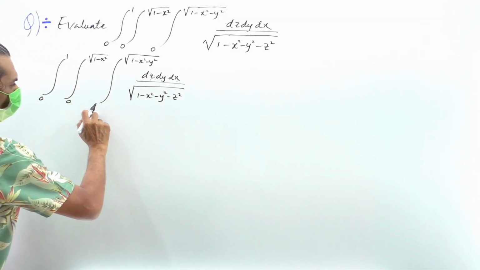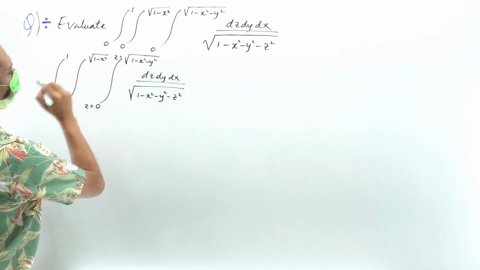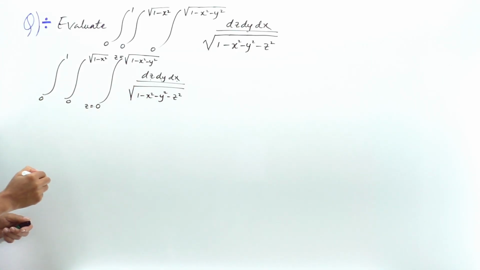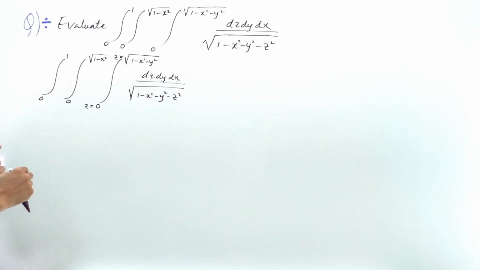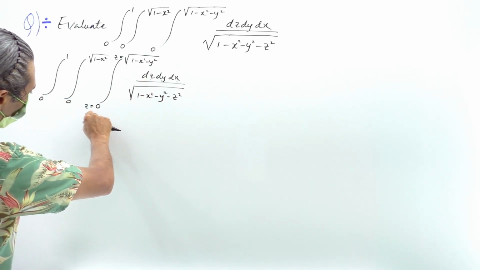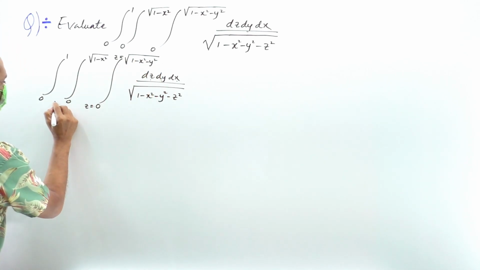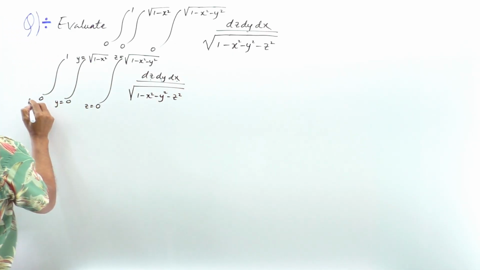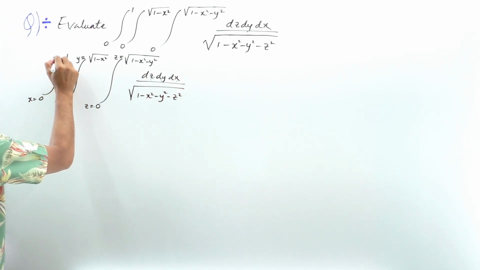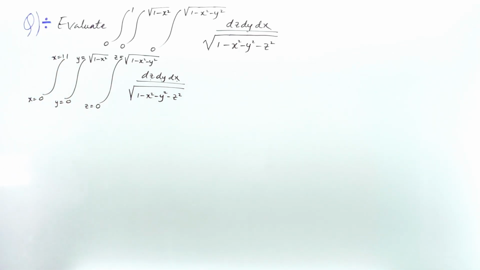See the order, it's z, y and x. So obviously z equals 0 to z equals root of 1 minus x square minus y square, because as you can see here there is x and y, so the remaining is z. Next, the second one is dy, so y equals 0 to y equals this much, and the last is x, so x equals 0 to x equals 1. Okay, that's what we have here.